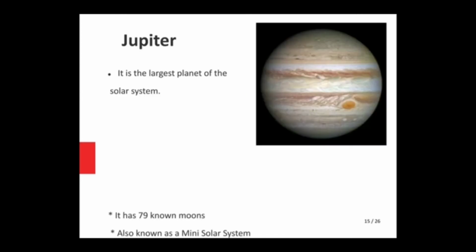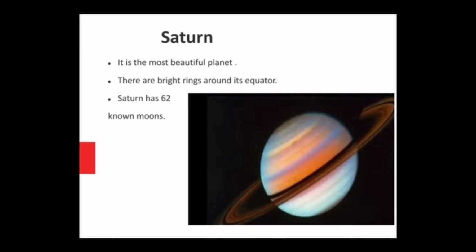It is the largest member of the solar system. It has 79 known moons, and therefore it is also known as a mini solar system. The next planet is Saturn.